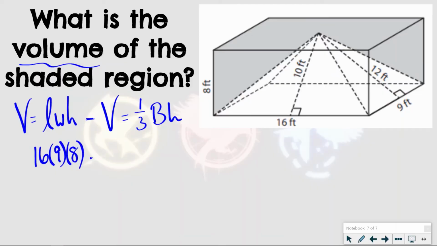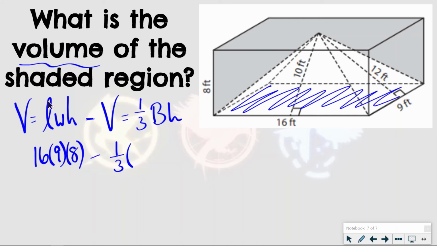And then I'm going to subtract the volume of that pyramid. 1/3 capital B, where B stands for the area of the base. The area of that, which is really what I use for length times width there, 16 times 9. And then times the height. It's not totally clear, but actually this is going up to the peak of that. That 8 is actually measuring the height from the base of that pyramid all the way to the peak.